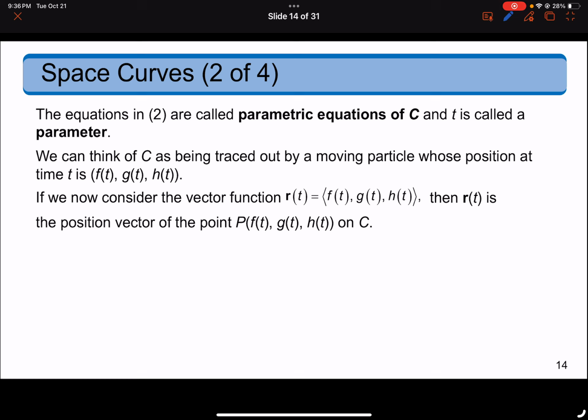We can think of C as being traced out by a moving particle whose position at time t is f of t, g of t, and h of t. So we now consider the vector function r of t equal to a vector with components f of t, g of t, and h of t. Then r of t is a position vector of the point f of t, g of t, and h of t on C.